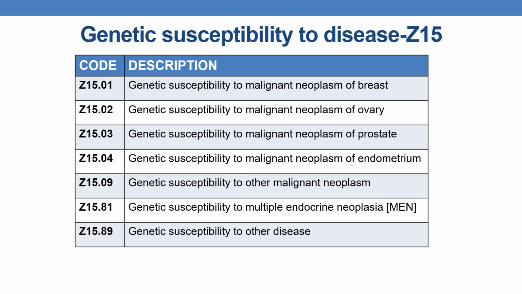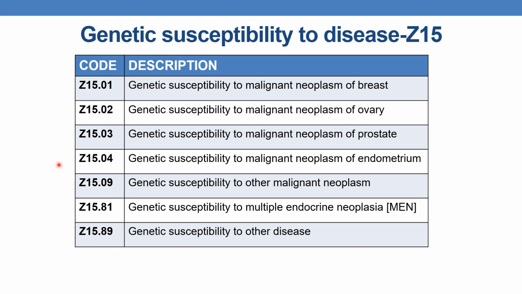Next, category Z15, that is genetic susceptibility to disease. The first code is Z15.01, that indicates genetic susceptibility to malignant neoplasm of breast. The next is Z15.02. It indicates genetic susceptibility to malignant neoplasm of ovary. The next is Z15.03. It indicates genetic susceptibility to malignant neoplasm of prostate.